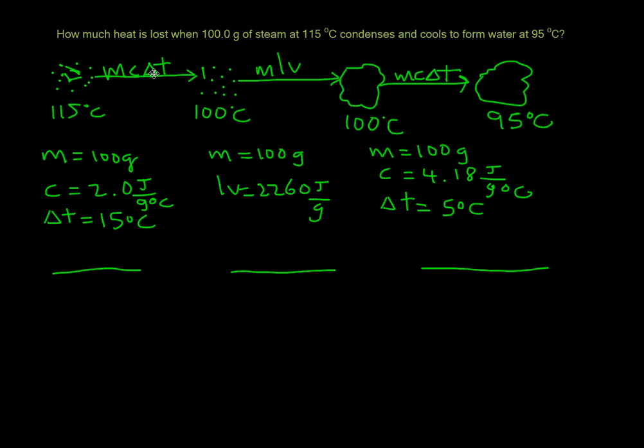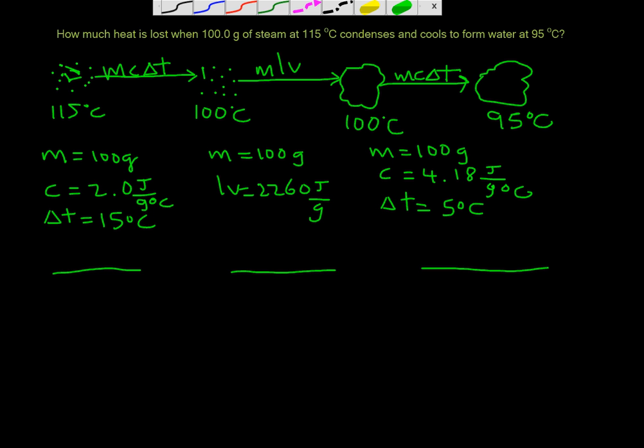Okay, so it's important to note when you look at each of these little arrows, I've shown the formula that we're going to use. So in this case, we have mcΔT. M is your mass, C is your specific heat capacity, that's your constant, and of course ΔT represents how much your temperature is going to change.